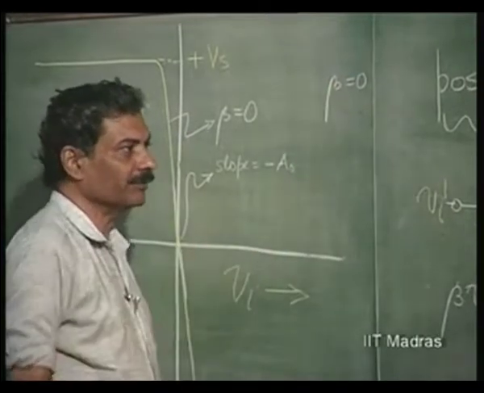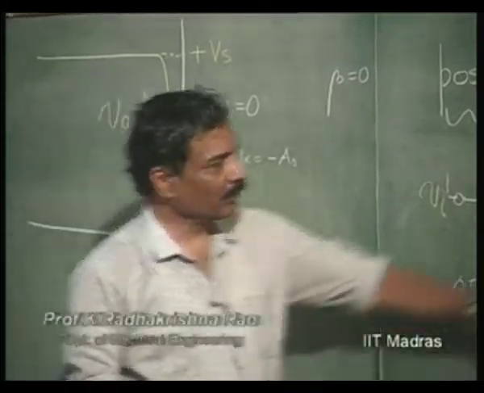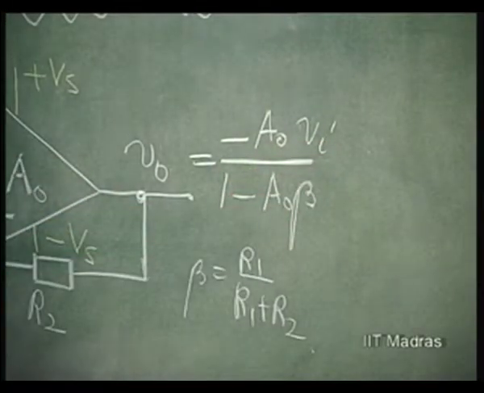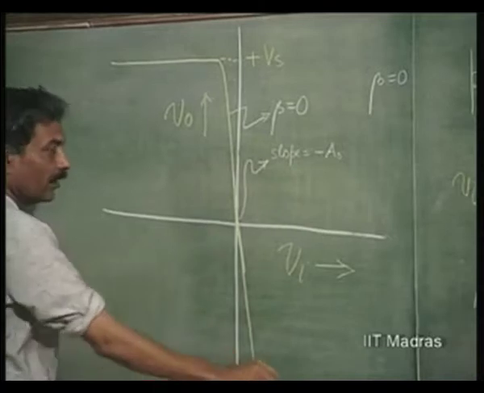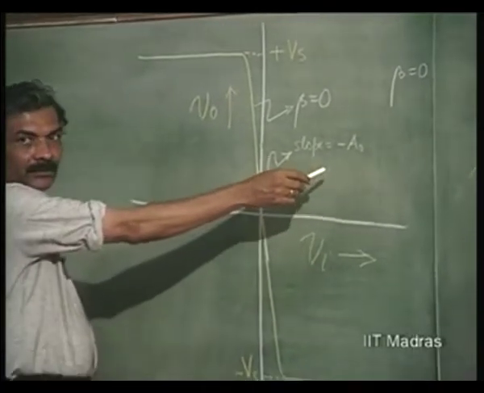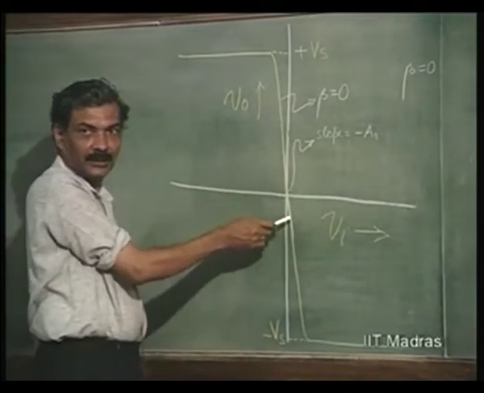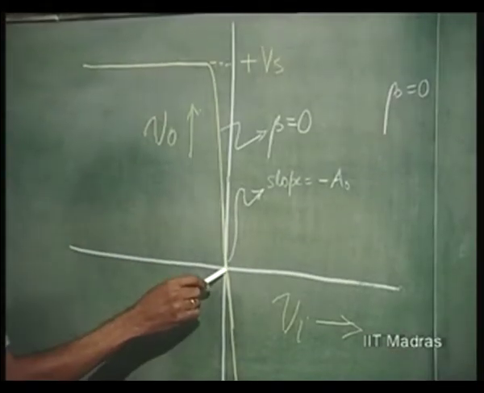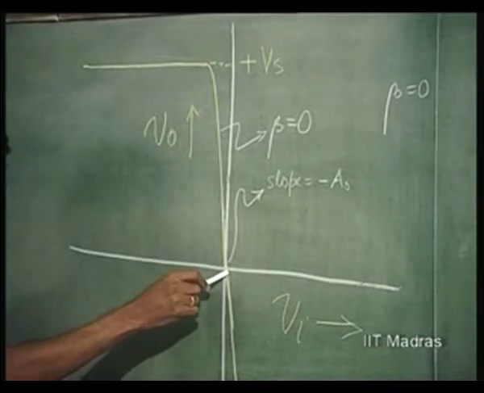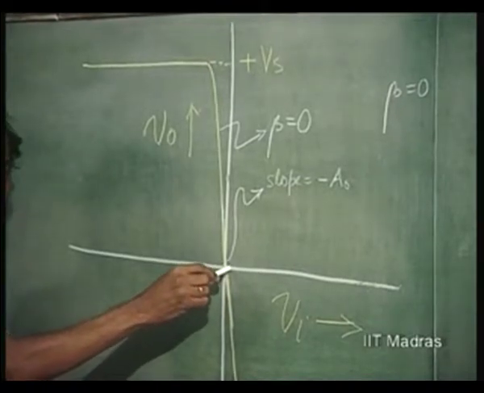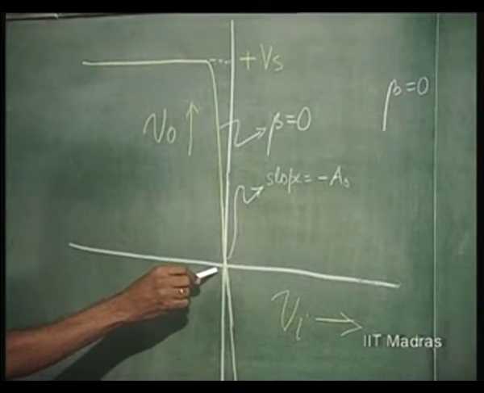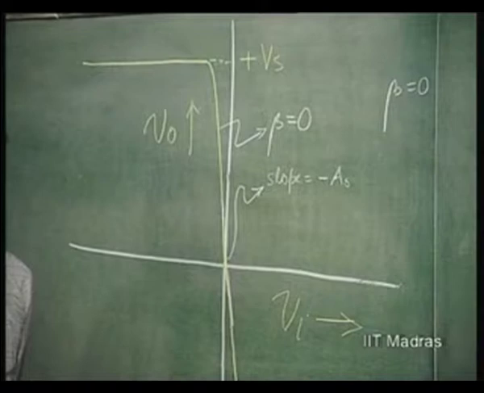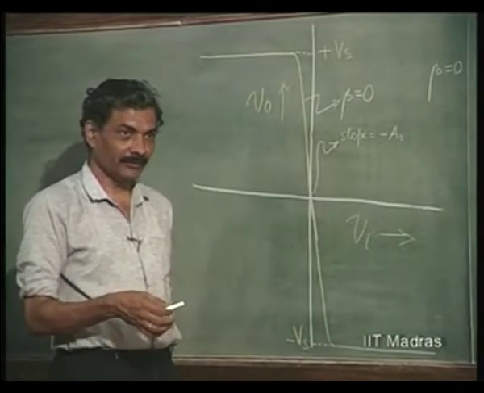There is no positive feedback. Then it is open loop. V naught is equal to minus A naught Vi. That is the situation depicted here. The slope is minus A naught at the origin, where Vi is 0, and please note the fact that when Vi is 0, V naught is 0 here. That is the case always with negative feedback. When Vi is 0, when there is no input, output is 0.